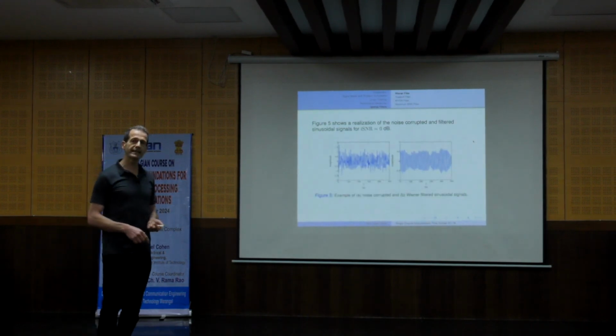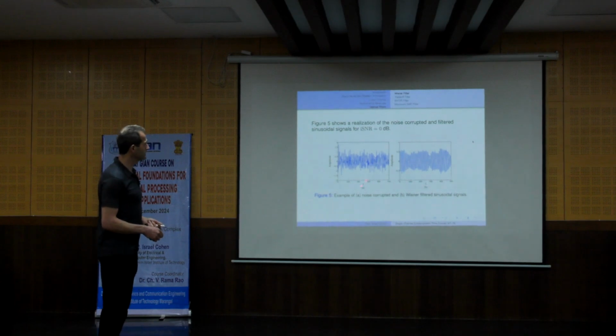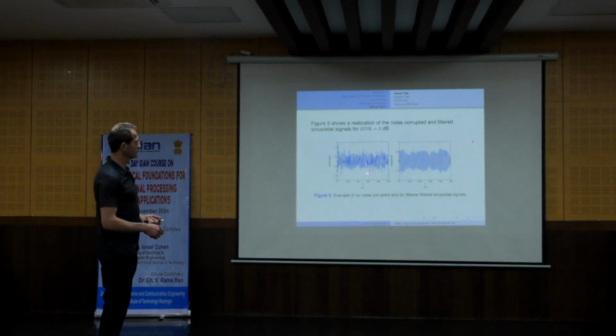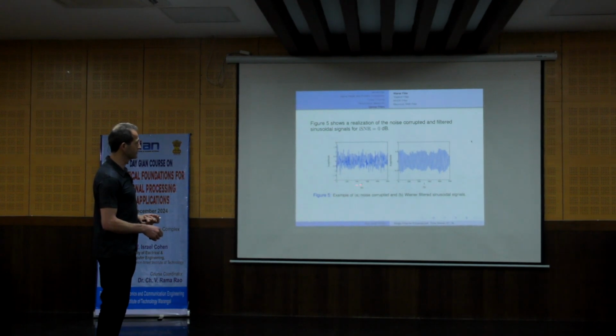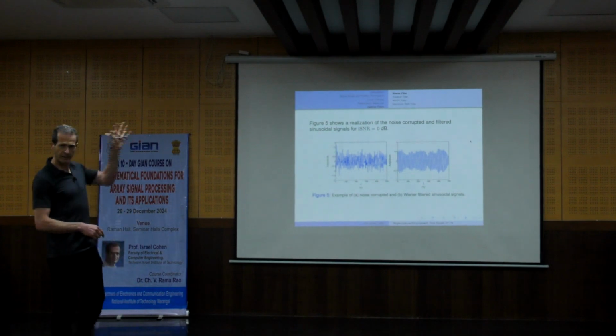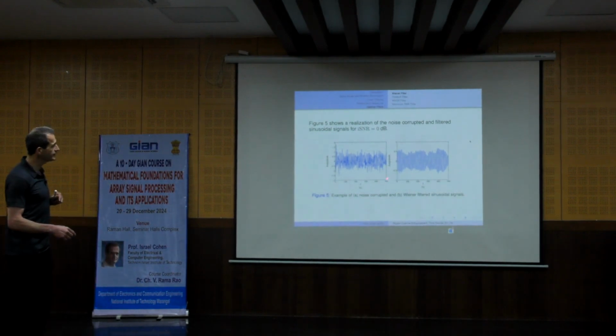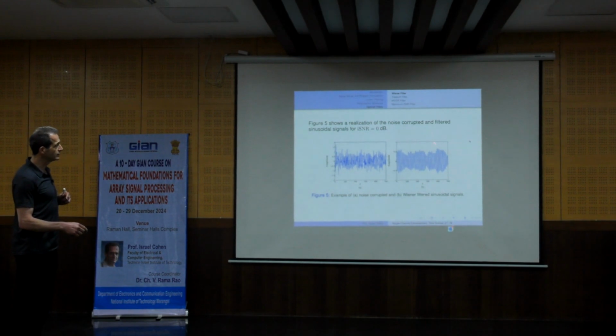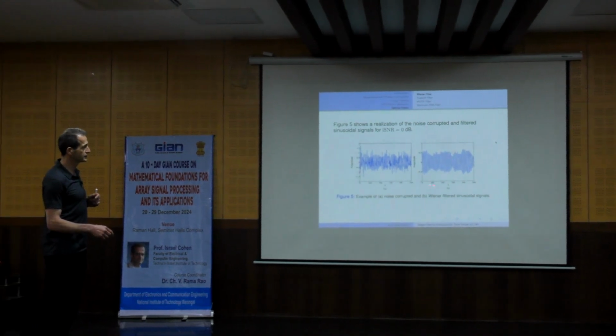This is a realization of the signal. Suppose that we have a certain length: 500 samples of a noisy signal. So this is a realization, and this is the result of the Wiener filtered signal.